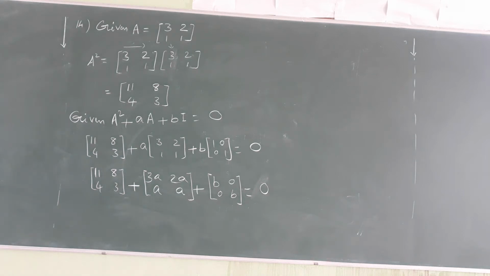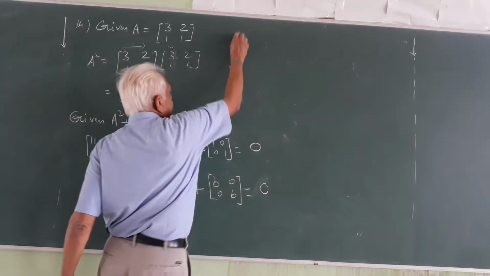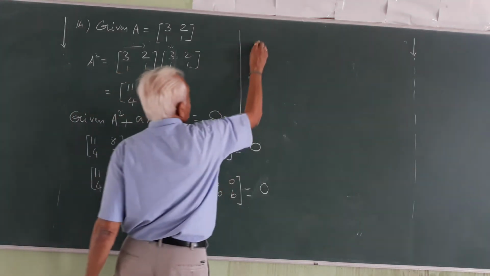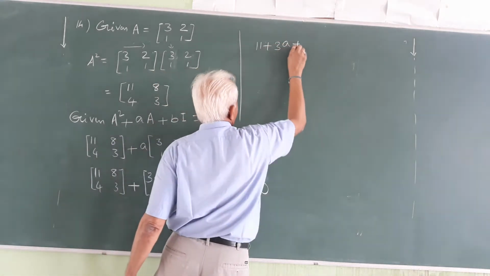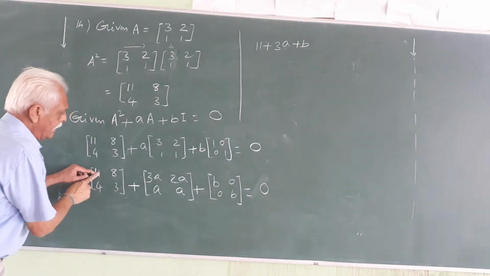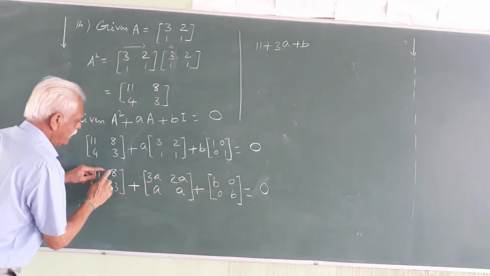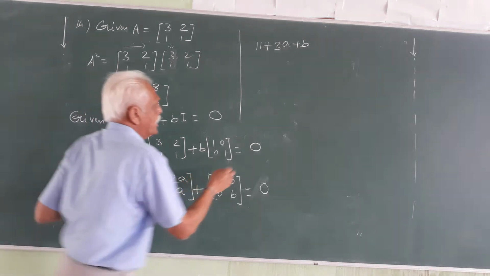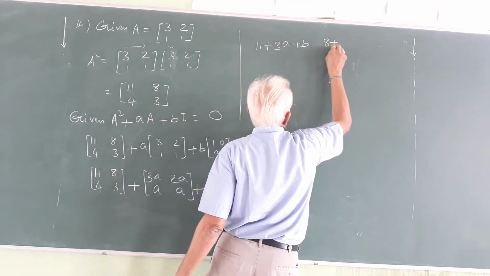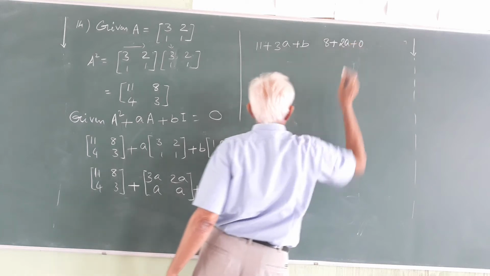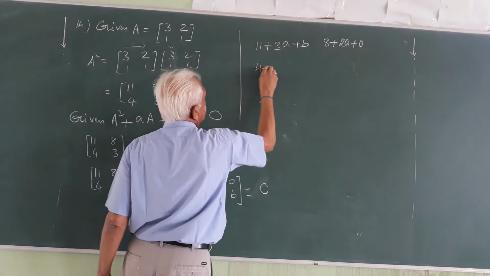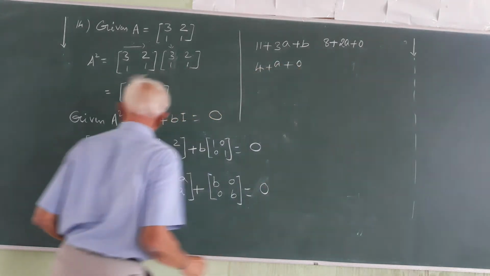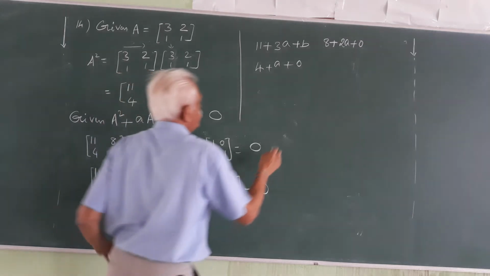So in addition, what do we do? We take the sum of the corresponding elements. Means you are getting 11 plus 3a plus b, 8 plus 2a plus 0, 4 plus a plus 0, 3 plus a plus b.